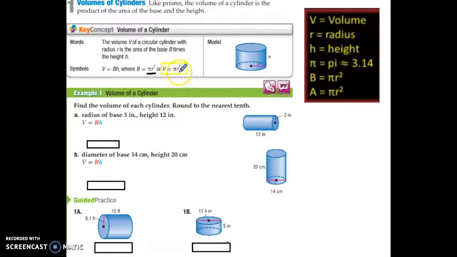Okay. Biggest thing is, the only thing that's going to change is R. Because they might give you the diameter, they might give you the radius. Alright? And then the height is the distance between the two circles. So let's check some out.